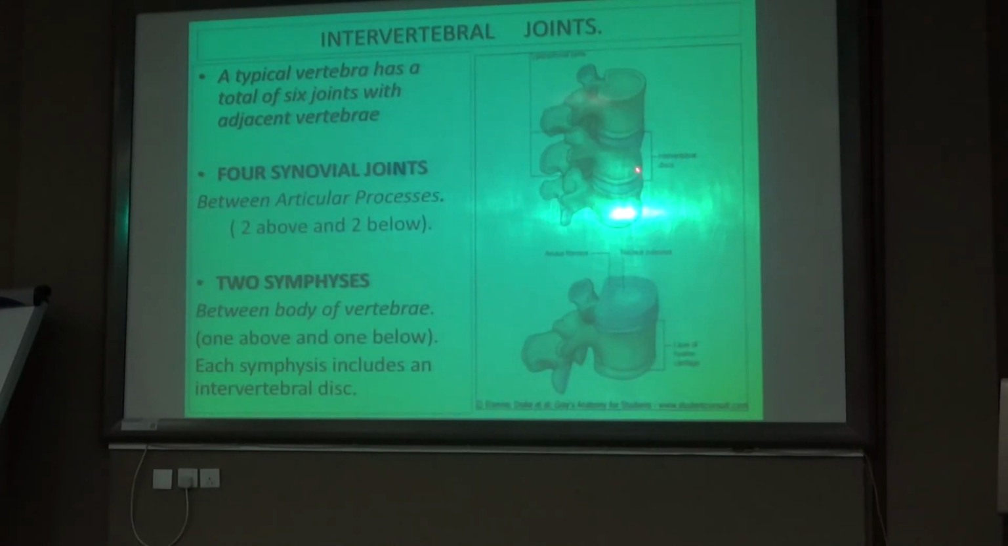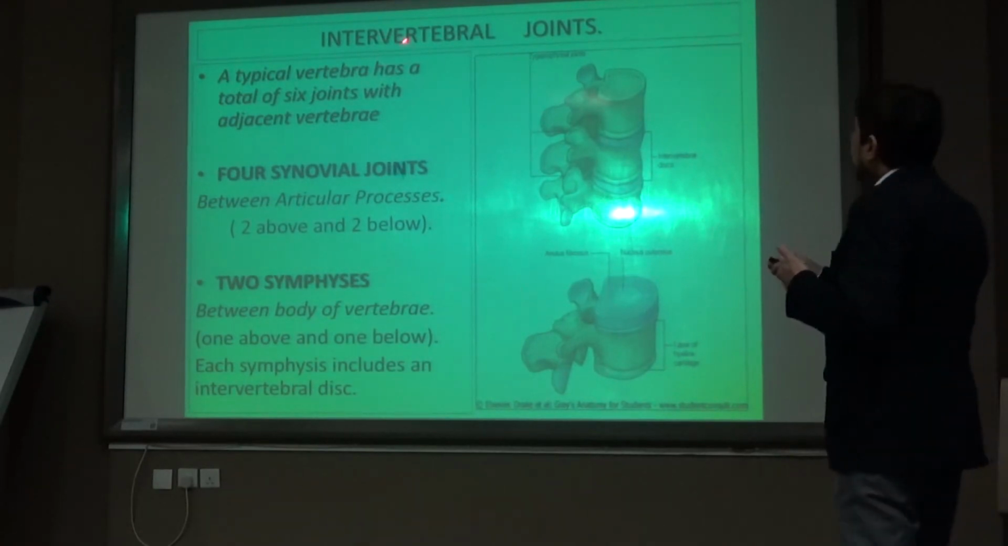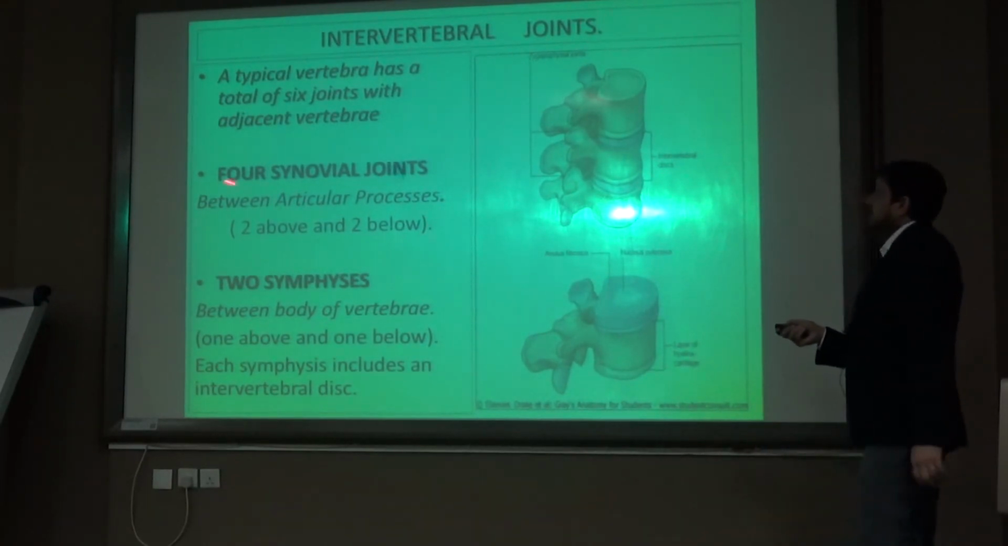Okay, now look at this. You can see on the side, what is this one? Pedicle. And this is the articular process. And you can see over here there is a foramen. What is that foramen? Intervertebral foramen. So the intervertebral joints, very easy.